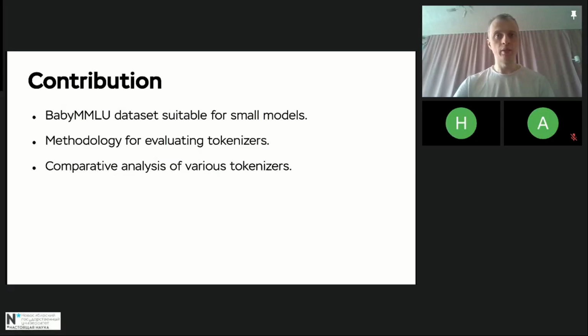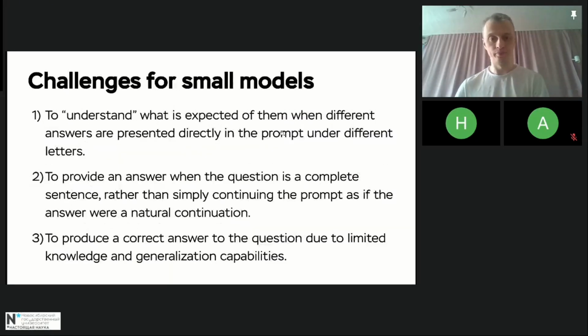So this paper makes the following contributions. We introduce BabyMMLU, a benchmark data set specifically designed to evaluate the performance of small language models. We propose a methodology for tokenizer evaluation, enabling consistent comparisons across different tokenization strategies. And finally, we conduct a comparative analysis of various tokenizers and highlight their relative strengths and weaknesses.